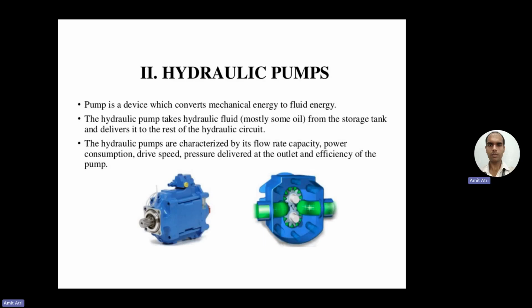Next is hydraulic pumps. So pump is a device which converts mechanical energy to fluid energy. So hydraulic pump takes hydraulic fluid, mostly some oil, from the storage tank and delivers it to the rest of the hydraulic circuit. So the hydraulic pumps are characterized by its flow rate capacity, power consumption, drive speed, pressure delivered at the outlet, and efficiency of the pump.